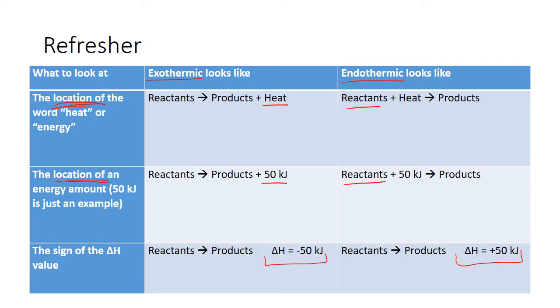In that case, you can't look at the reaction and say it's a reactant or a product, and you have to look at the sign of the delta H value. If it's negative, that's exothermic, and if it's positive, then it's endothermic. All right, so that's things we're already aware of.